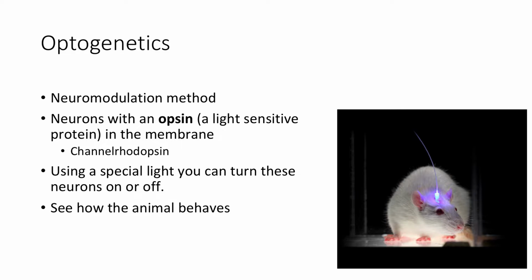Often this is done while the rat is doing a behavioral task, and then with this light they turn brain areas on or off to see how that affects their performance on that behavioral task. Researchers can therefore target specific brain areas and then again turn them on or off to see how it changes the behavior of the animal.